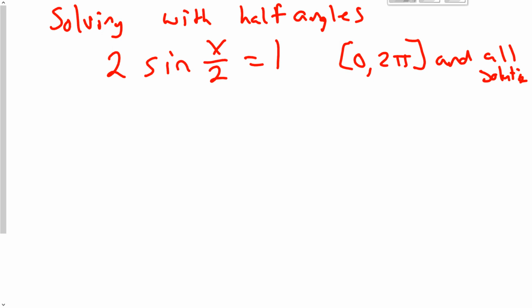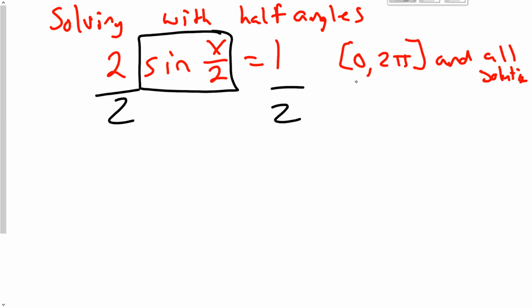Section 7.6, here's a video on solving with half angles. Here we want to get this trig function by itself, with the half angle by itself. So we divide by 2 on both sides, and we want our answers from 0 to 2 pi and all solutions. So that's in radians, and then we add 2 pi n to the answers that we get.